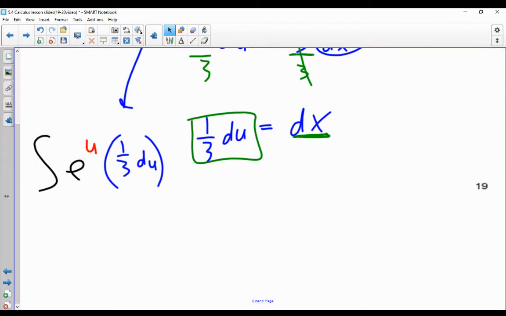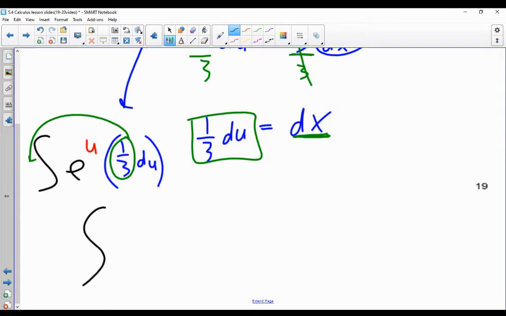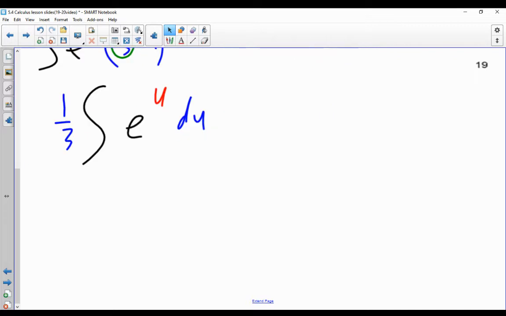And some of you may feel a little uncomfortable taking the antiderivative of du with that 1/3, but if you guys remember, if you wish, you can put that 1/3 in the front and deal with it later. So in other words, this will become 1/3 in the front, and then you just got to find the integral of e to the u, and then du. So let's go from there.